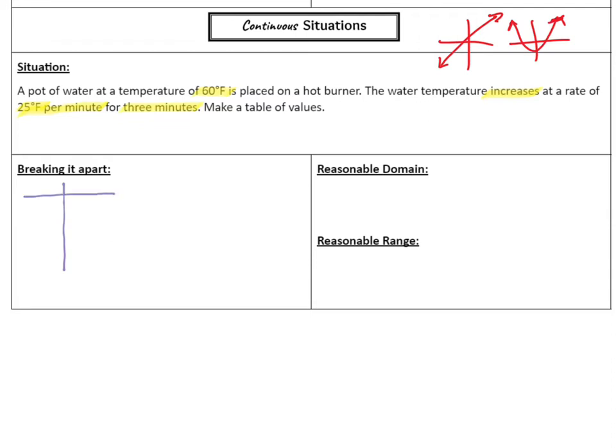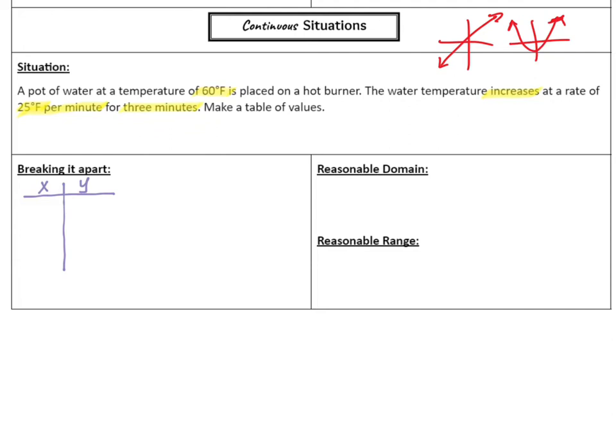Right? Let's use X and Y. Okay, well, let's look at what is causing the other thing. The temperature and the amount of minutes. It says the temperature is going to be increasing at a rate of 25 degrees per minute. The way that it says it's a rate of 25 per minute means it depends on the minutes. The temperature of the water is going to depend on how long it is heating up for, right?